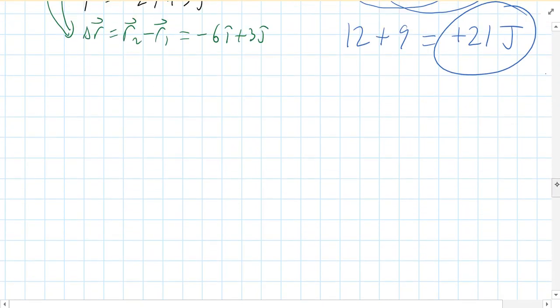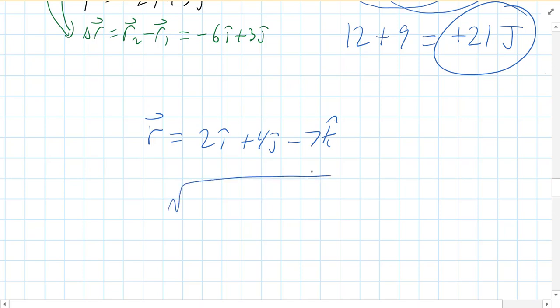Now, one last thing. For those of you at LT, you're going to be doing a problem that has 3 dimensions, i, j, and k. It's the exact same process, okay? But then they might ask you to find the magnitude of a 3-dimensional vector. So let's say I gave you R was, I don't know, 2i plus 4j minus 7k. And I said, how long is that, okay? Well, all you would do is I like to call it super Pythag. You would do 2 squared plus 4 squared plus 7 squared, square root, and you get an answer. Okay, so if you're trying to find the magnitude of a 3D vector, that's all you do.